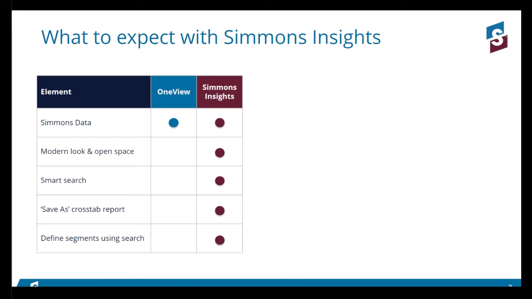So you can iterate your crosstabs and say, this worked, this didn't work, but I can go back to that other one. So it'll give you a little heads up that there's already a file named that. And finally, you have the ability to build and define segments using that same Smart Search technology, with the ability to combine multiple targets right inside that Smart Search box. This will make a little bit more sense later.